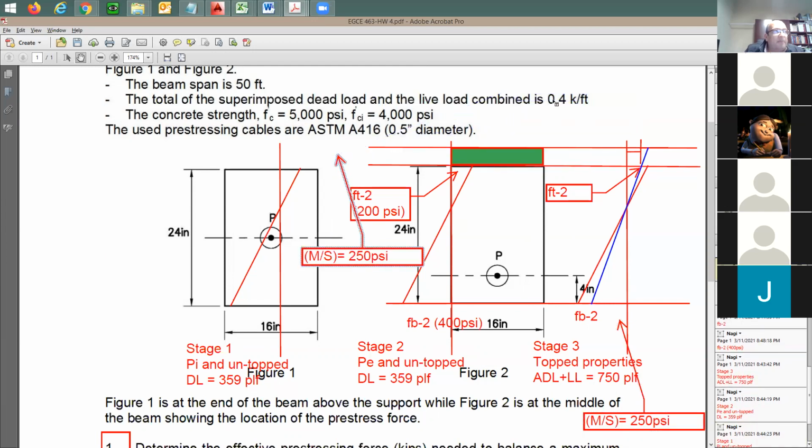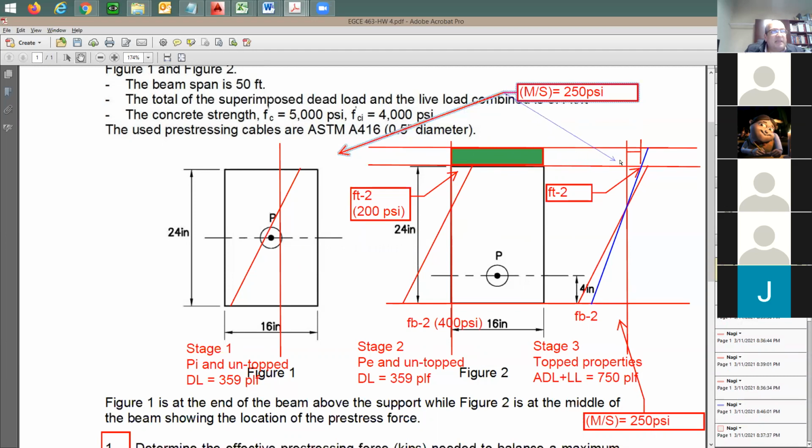And on the top, I'm going to put a value there, which is this blue ordinate, right? It's going to be maybe 100 psi on the top of the beam itself. On the top of the concrete topping, it's going to be slightly higher, so I'm going to make it 125.